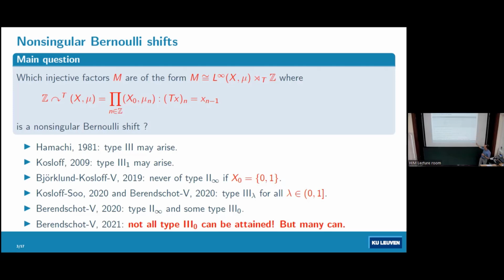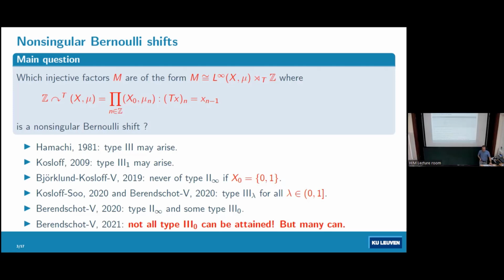And that's one of the things that I want to explain today, in the sense that not all can be reached, but many can. So it's not just a few type III_0, a lot of type III_0 can be reached. Most of what I will be telling today is actually from these joint papers with Tey Berendschot.